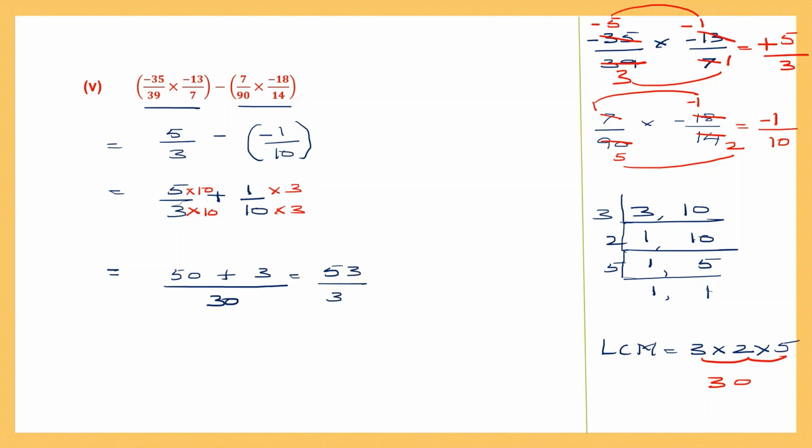53 by 30. Now we have to convert this to a mixed number. So let's divide 53 by 30. So that will be 3 ones are 3, 30, minus, 3 and 2, 23. So this will be 1 23 by 30. So our final answer here will be 1 23 by 30.